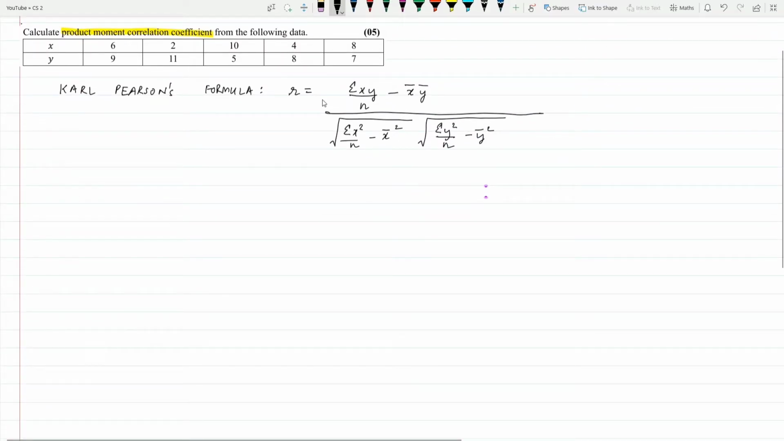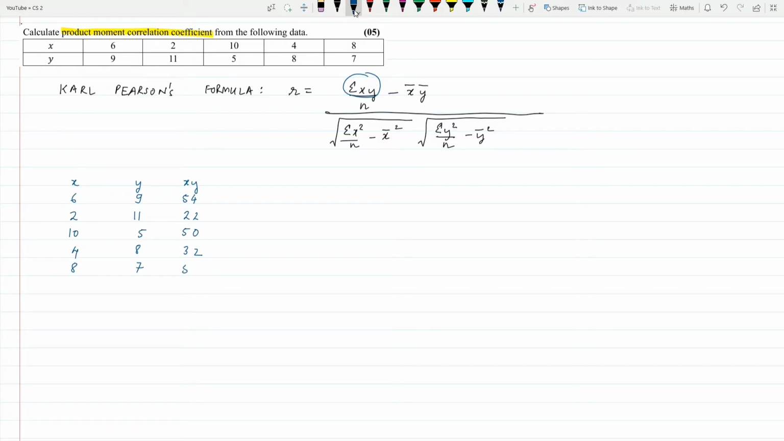We'll be curating our table as per the requirement in the formula. So let us start modifying that. We'll first have the table values x and y as it is in the table. So we have 6, 2, 10, 4, 8. We have for y 9, 11, 5, 8, 7. If you will see that we need total of xy, we will be adding a column for xy. It will be 6 multiplied by 9, that's 54, 2 multiplied by 11, 22, 50, 32 and 56.